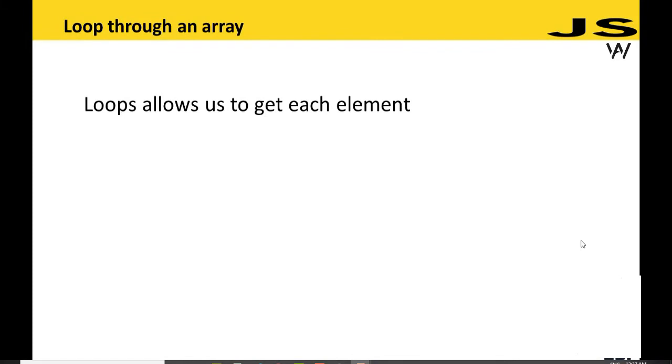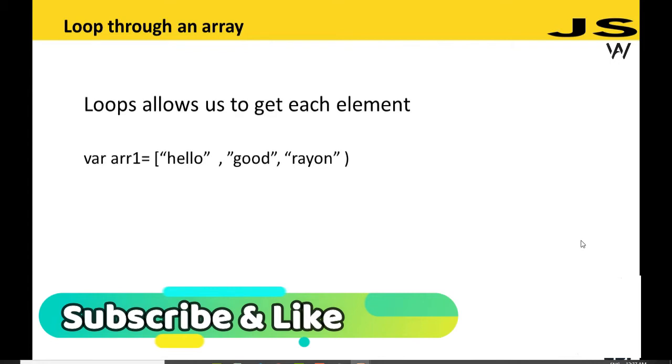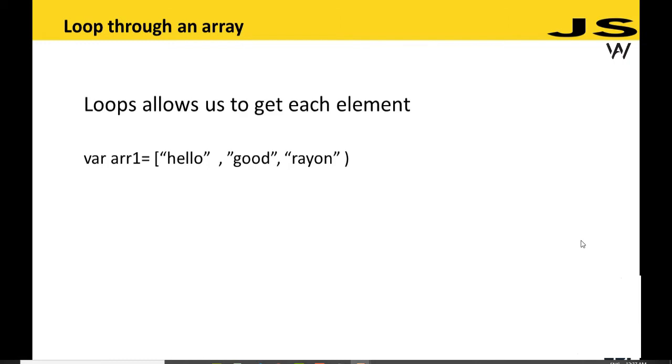We will talk about how we can loop through an array. Loops allow us to get each element of an array. So let's start with an example. For example, I have this array that contains 3 elements, hello, good, and Ryan. And I want to get each of the 3 elements. I know that if I want to get the element that contains hello, I would type arr1 square bracket 0. If I want to get good, I would type arr1 1. But imagine that I have an array that contains 100 elements, for example.